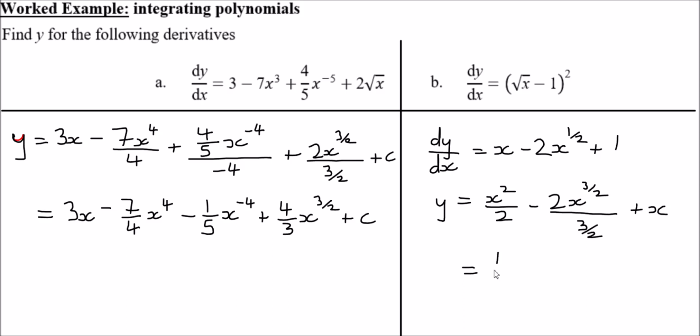Neaten it up. We have half x squared. 2 divided by 3/2, same as this here. The only difference is now it's a negative 4/3. Then we have x to the power 3/2 plus x. And look what I've done there. I forgot my own advice. Always remember plus c. It's easily done. That's no excuse though for me. It's no excuse for you either.